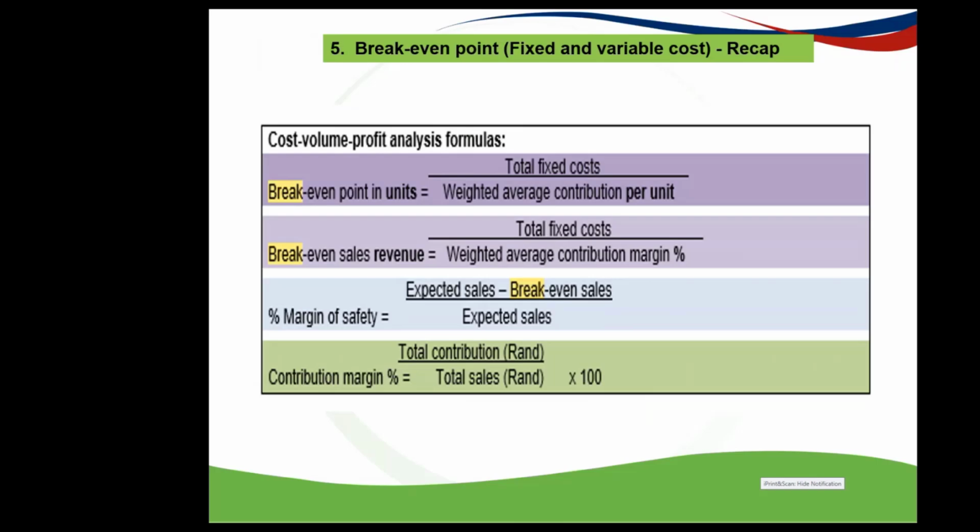The next section that we're going to do is cost volume profit analysis. And there we've just got some of the formulas there for you. So when you're looking at break-even point per unit, remember, then you've got your fixed cost and you look at your weighted average contribution per unit. When you're looking at break-even sales revenue, then you're looking at your weighted average contribution margin. Okay. Know also what is the margin of safety and then how to calculate that. So how safe are you in terms of the sales that you've got, in terms of how far does it exceed your break even.